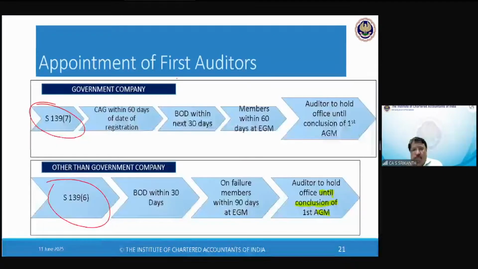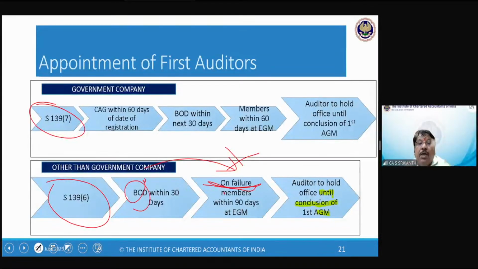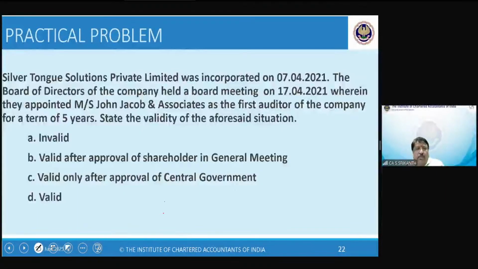This does not mean that the shareholders should approve. No. This means normally the board will appoint within 30 days, in which case there is no need for approval by shareholders. That auditor will hold office until the conclusion of the first AGM. On failure, in case the board does not appoint, only then will the members appoint within 90 days at an EGM. Got it? 30 days from the date of registration. Okay. Got it?